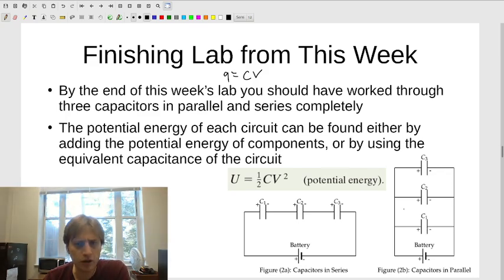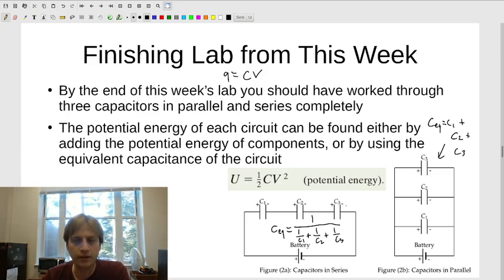Now, the second part I wanted you to do is after you already have that equivalent capacitance. Okay, so just to remind you, in this case, this is a series circuit, so the equivalent capacitance would be 1 over C1 plus 1 over C2 plus 1 over C3. And then for our parallel circuit, our equivalent capacitance would just be C1 plus C2 plus C3. Now, what I asked you to do at the end of the lab this week was to calculate what the potential energy on each one of these capacitors was.